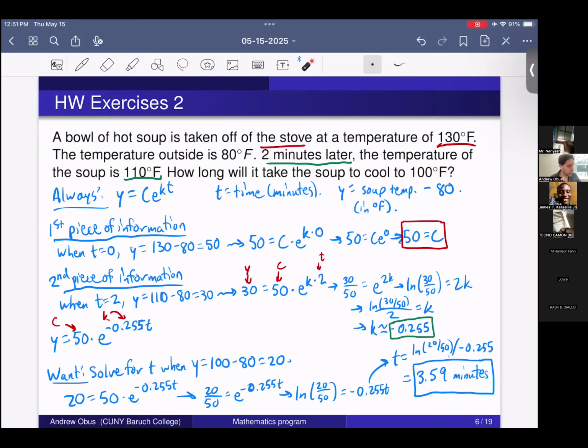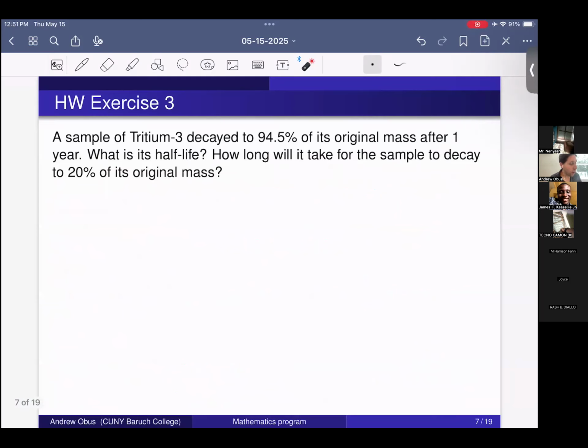Okay. All right. Let's do one more. So one more radioactive question. A sample of tritium-3. Tritium, by the way, that's hydrogen. For the chemists among you, this is hydrogen-3. It's a hydrogen with 1 proton and 2 neutrons in the nucleus.